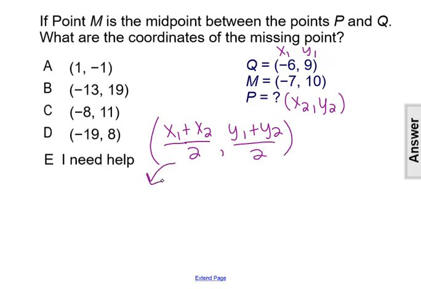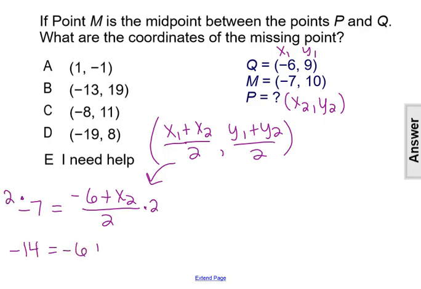So for the missing x coordinate of P, we can set -7, the value of the midpoint, equal to x1, which is -6, plus x2 we don't know, and then have it over 2. And we can solve for x2. We'll multiply both sides by 2. So -14 equals -6 plus x2. And we'll add 6 to both sides to get that x2 is -8.